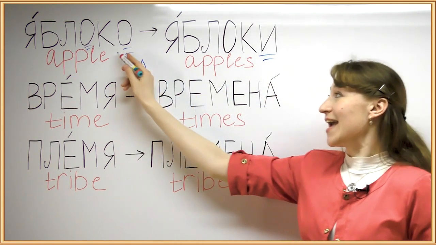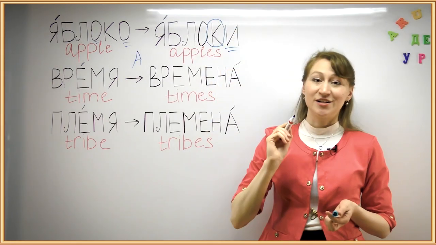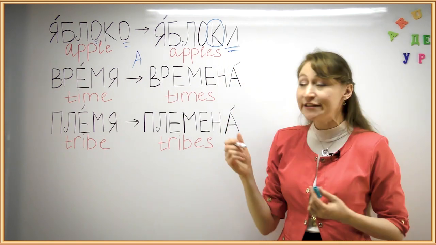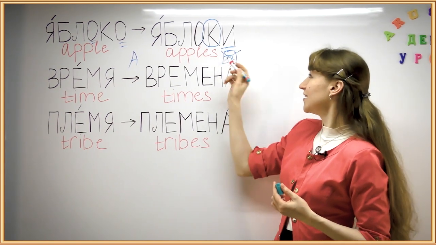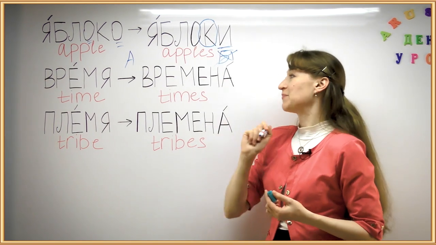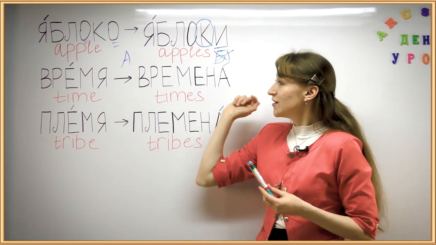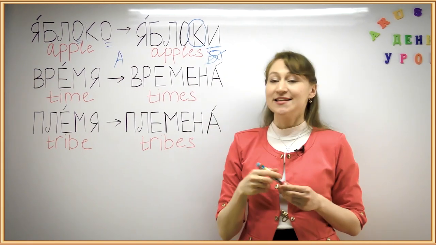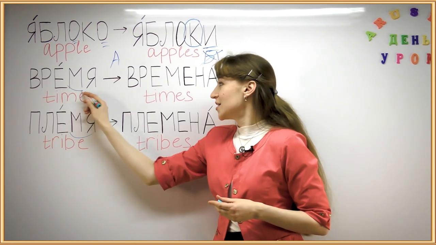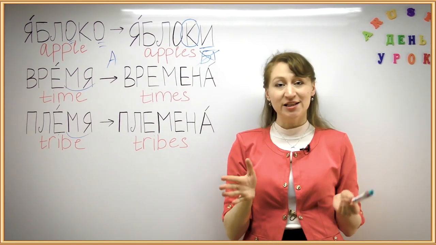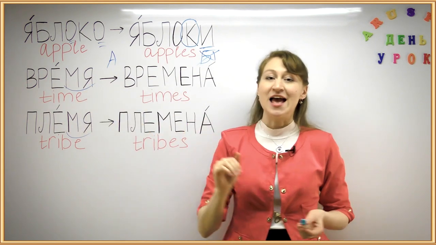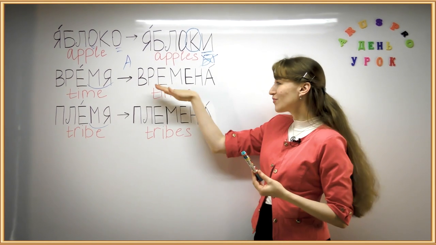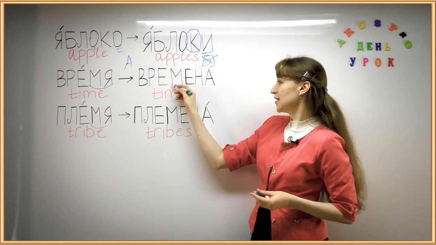Яблоки. And again, we have the к consonant here. That's why it's not яблоку, it's и, яблоки. The next two nouns, время and племя, end in мя. So in Russian, we have a group of neuter nouns ending in мя, and they all obey one rule. So their ending will change to this.